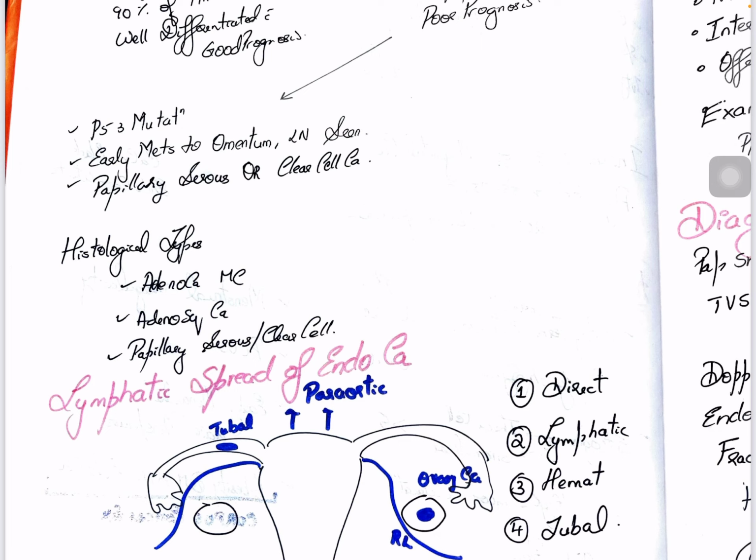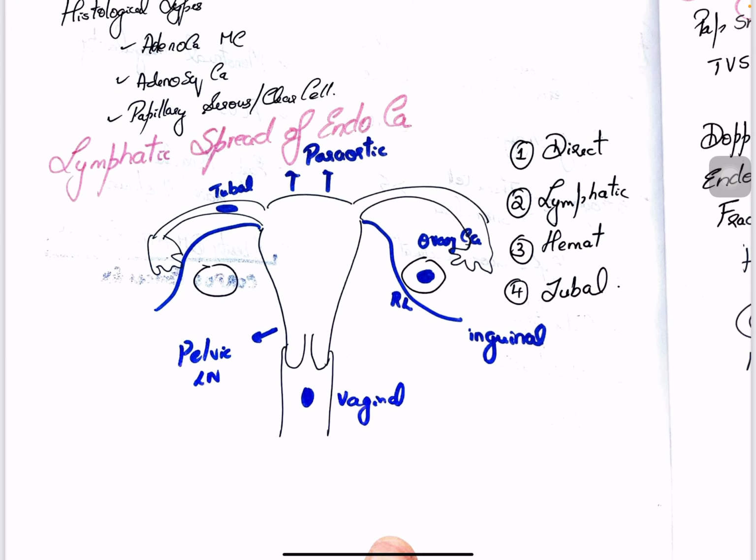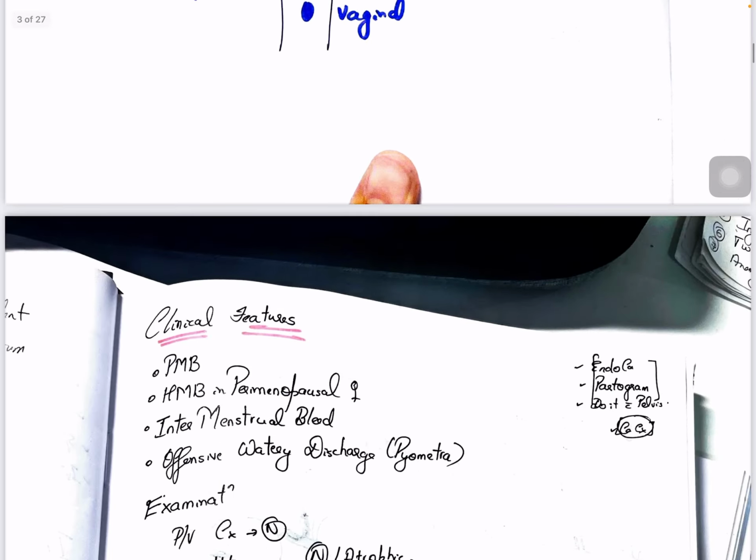Histologically, most common is adenocarcinoma. Then we have adenosquamous cell carcinoma, and third is papillary serous cell carcinoma, which is type 2. Spread is direct, tubal, hematogenous, and lymphatic. In lymphatic spread from the fundus, it can go to paraaortic nodes, tubal, vaginal, parametrial, and pelvic lymph nodes, and via the round ligament it can go to inguinal lymph nodes.